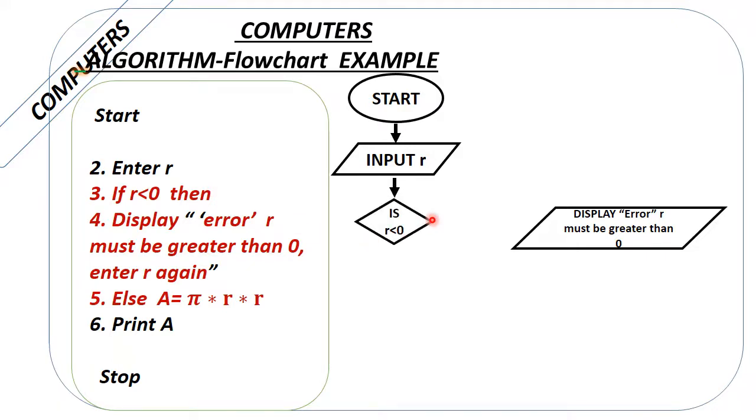So there are two outputs. If r is less than 0, we're going to do this. If r is greater than 0, we're going to continue. So is r less than 0, then display error, r must be greater than 0. Enter again. So we go to this direction where we display error, r must be greater than 0. Of course, enter again. It's just that I ran out of space. Then of course, else we continue. So of course we have to write yes there to show that yes, r is less than 0. Then for else, of course, it's no.